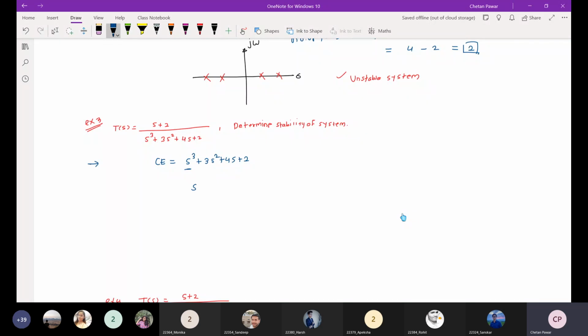So s cube. I will take the odd order terms' coefficients. So for s cube, this will be 1, this will be 4. 1, 4. So for s square, what will I use? Even order coefficients: 3 and 2, right? Now I need to find the elements of s raised to 1. So 4 into 3, 12 minus 2, divided by 3. So that will be 10 by 3.